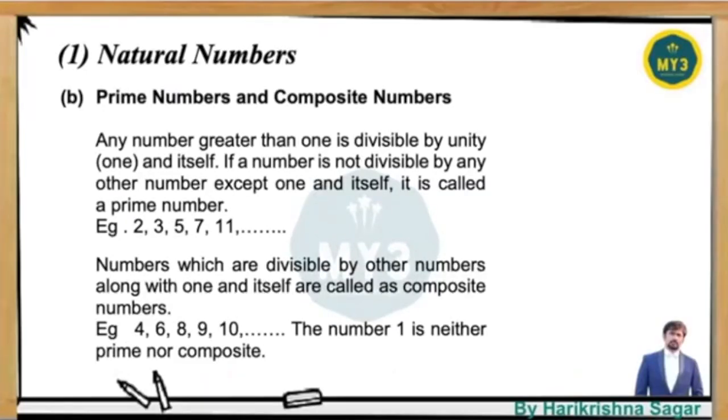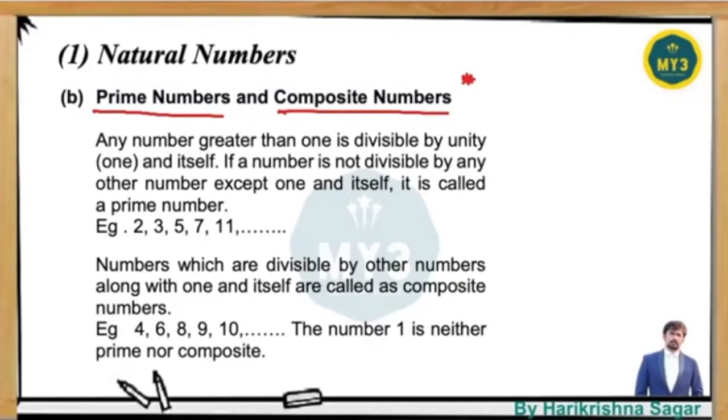And then again, these natural numbers are classified into two types. One is prime numbers, the other one is composite numbers. And very important, so prime numbers and composite numbers. You very well know, you studied this from your school standard onwards. What is meant by a prime number? A prime number is nothing but a number which is divisible by 1 and itself.